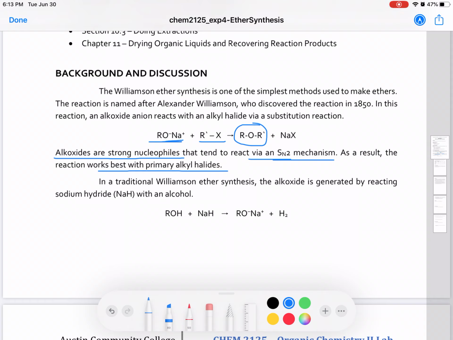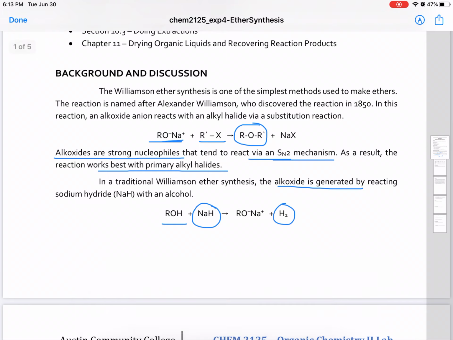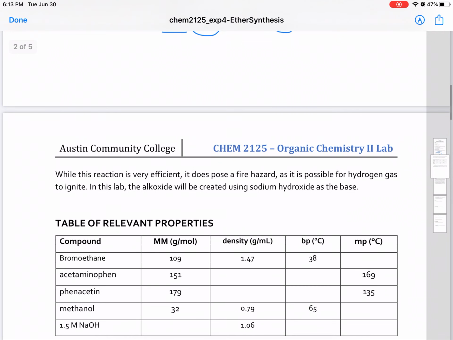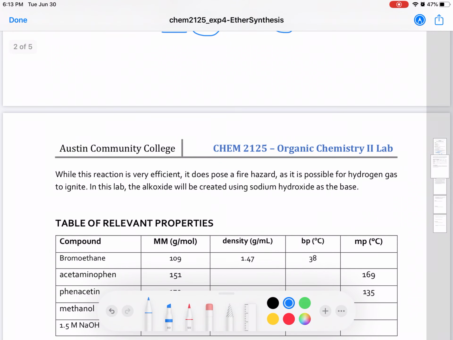In a traditional Williamson ether synthesis, the alkoxide is generated by reacting sodium hydride with an alcohol. You can see here that sodium hydride and alcohol form the alkoxide anion, and at the same time it generates hydrogen. Generating hydrogen in a reaction is not a good situation because it can pose a fire hazard. It is possible for hydrogen gas to ignite, so we are not going to take that risk.